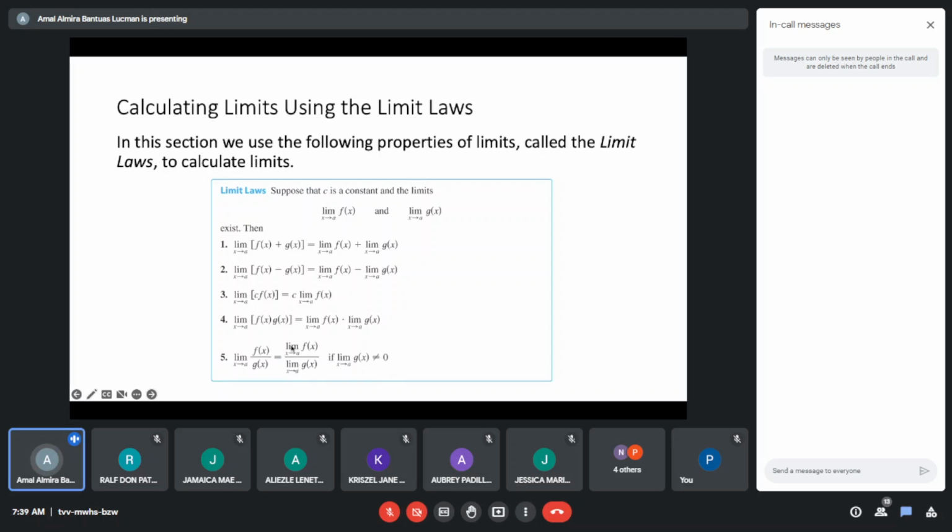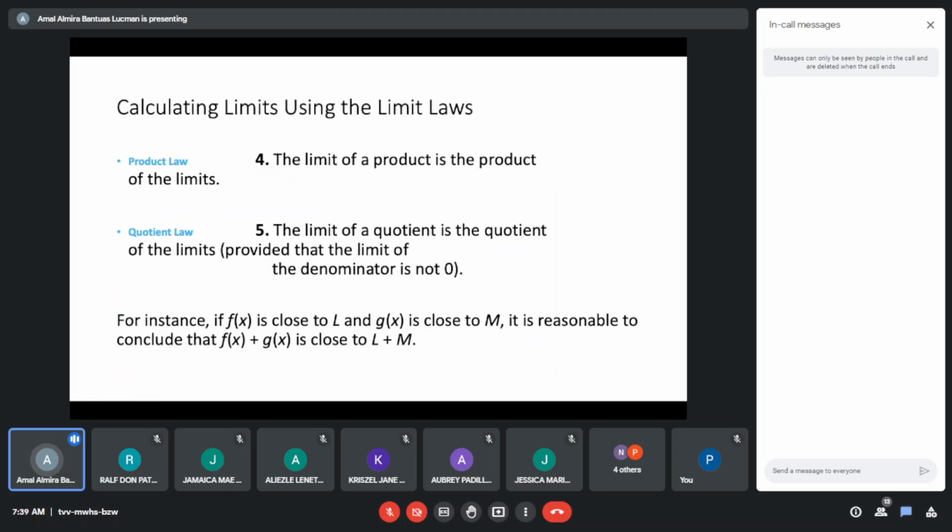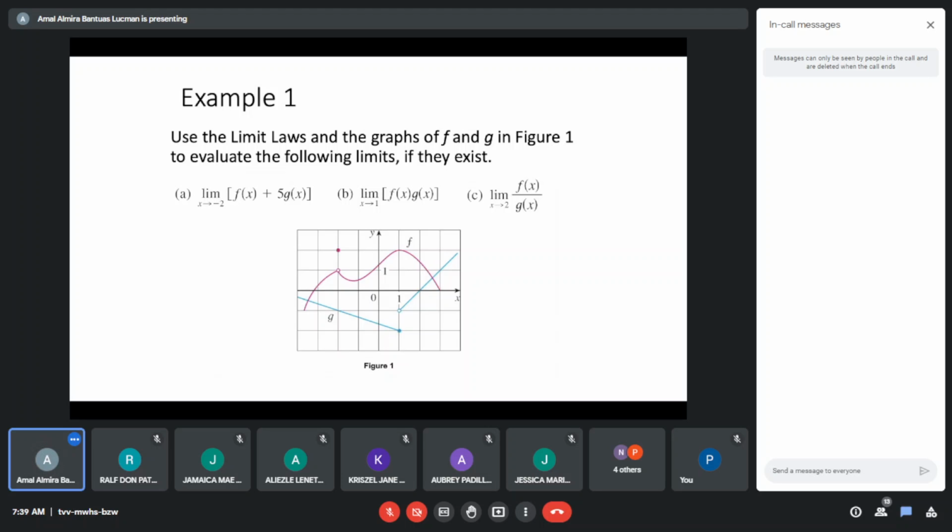The quotient would be the limit of the numerator over the limit of the denominator, as long as the limit of the denominator is not equal to zero. Because if this is zero, then the limit does not exist. If the numerator is any real number and the denominator is zero, then it does not exist. Okay? They are the same.